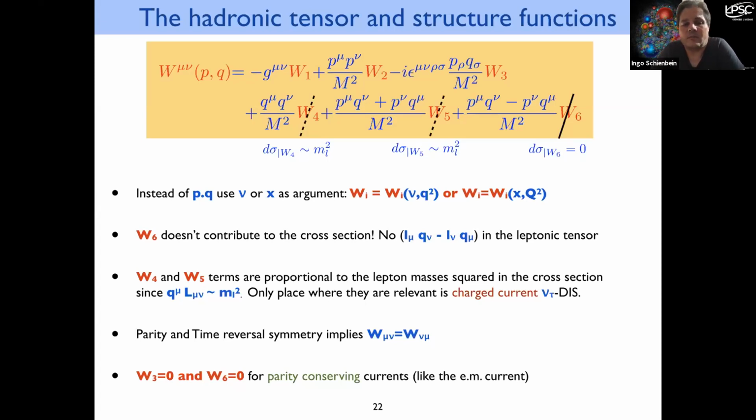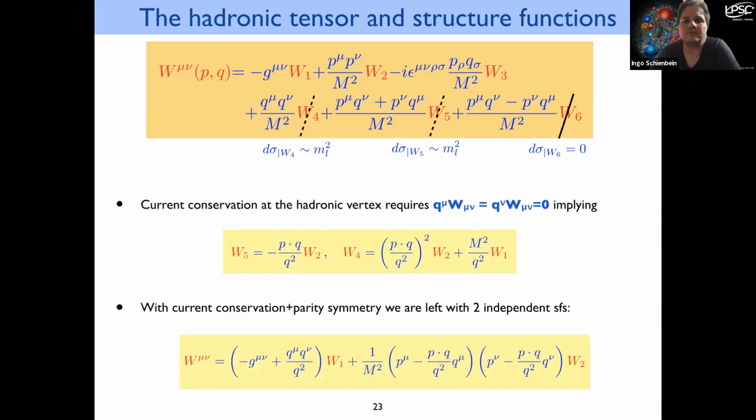So parity and time reversal symmetry imply that W^{mu nu} is equal to W^{nu mu}. And that implies that W3 and W6 have to be 0 for parity conserving currents, like the electromagnetic current. So this type of game is then used to reduce the hadronic tensor a little bit.